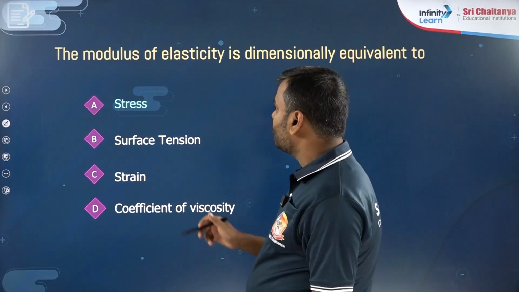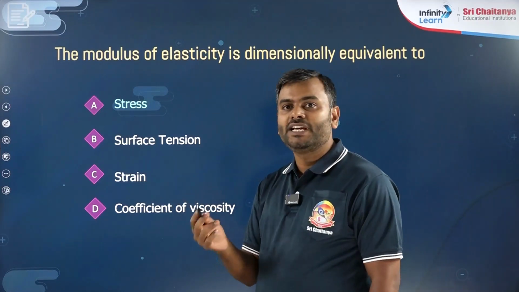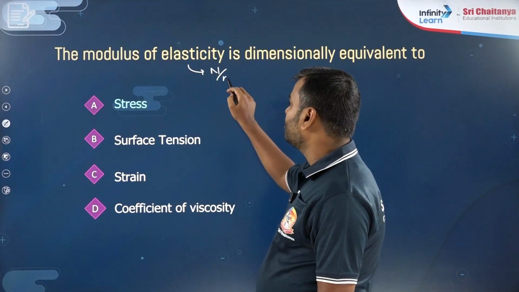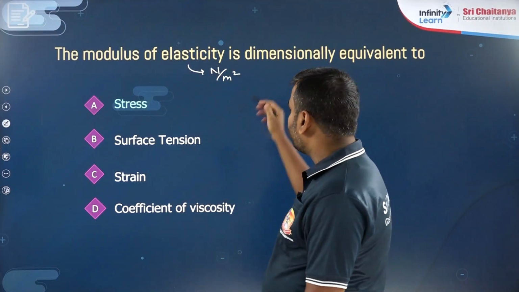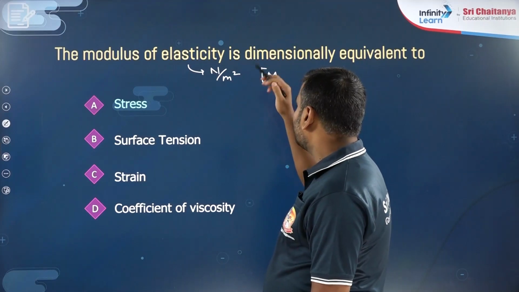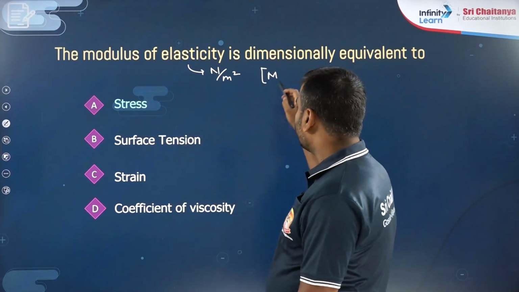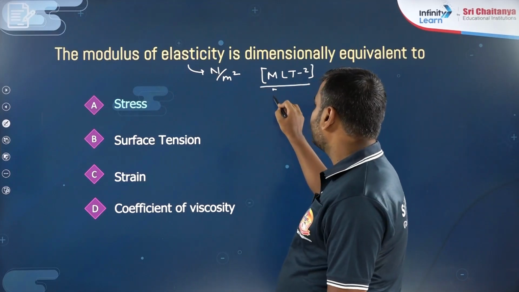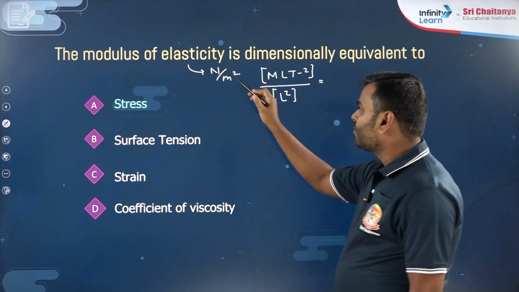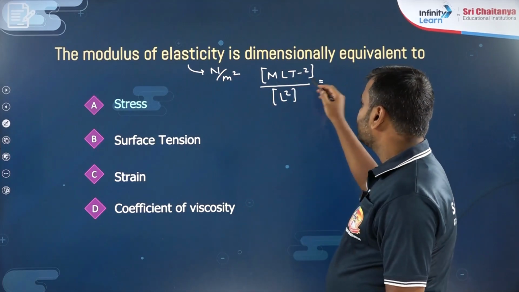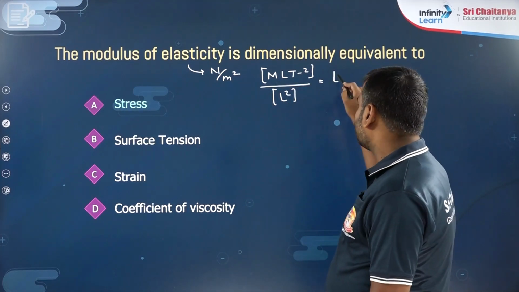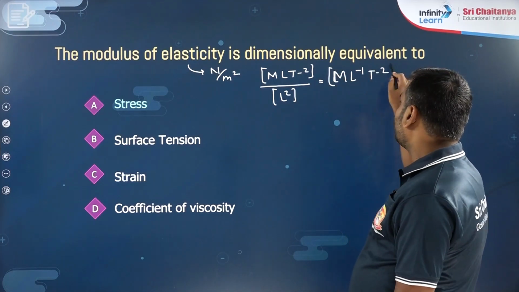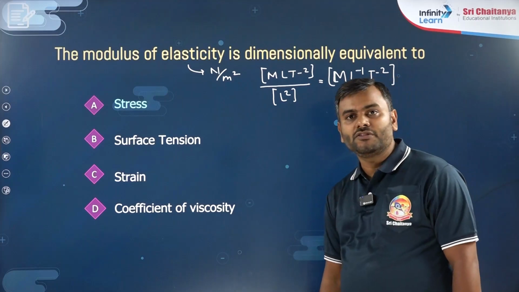Okay. So what is the dimensional formula of modulus of elasticity? The unit of modulus of elasticity is Newton per meter square. And we know that dimensionally Newton is force, so the dimensional formula is MLT^-2 divided by meter square, which becomes L^2. So the dimensional formula comes out to be ML^-1T^-2. That will be the dimensional formula we have for modulus of elasticity.